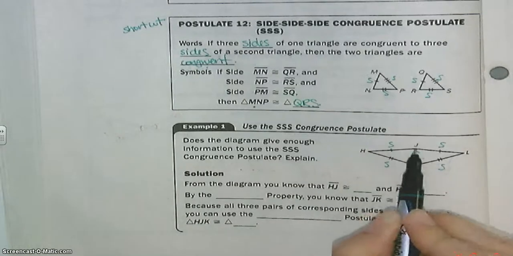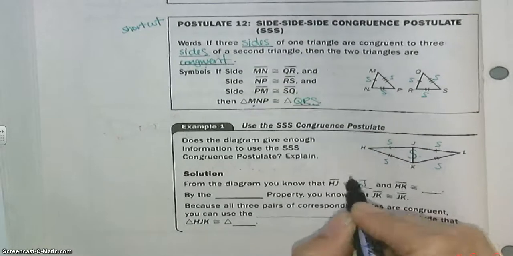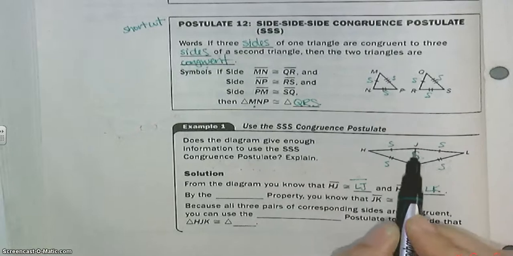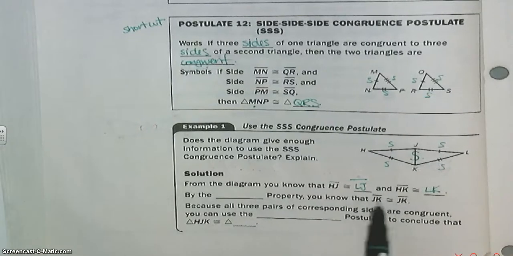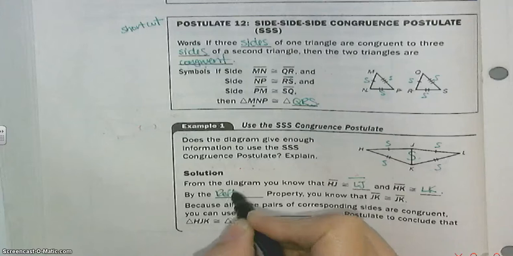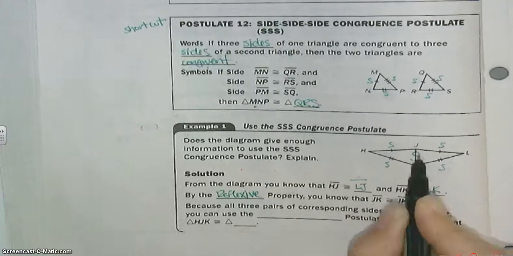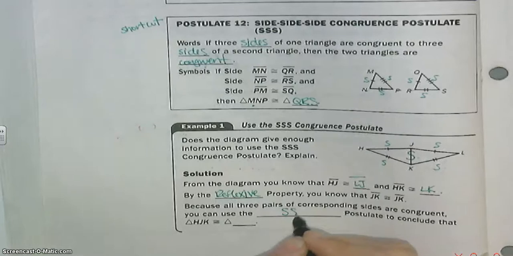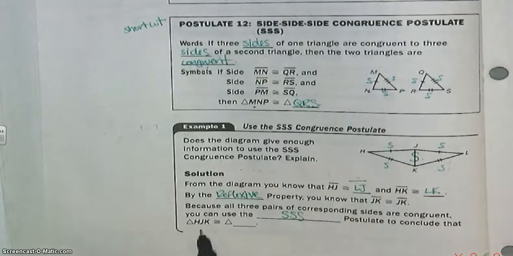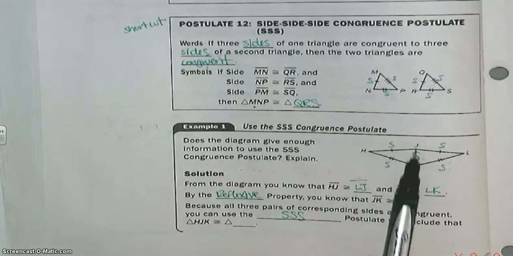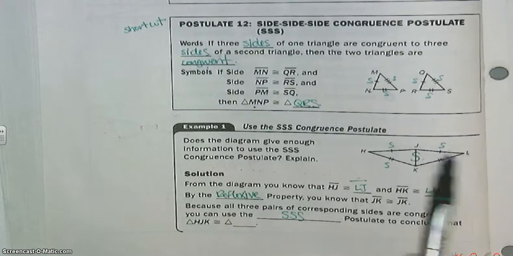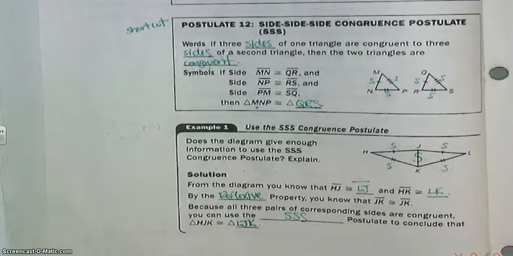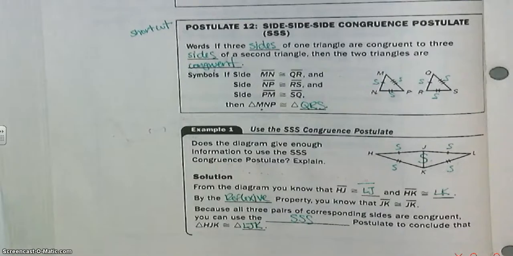So we had HJ equal to LJ, HK equal to LK. Then when they're sharing JK equals JK, do you remember that's the reflexive property? So whenever they're sharing, that's going to be reflexive. So we just used SSS to prove the triangles are congruent: triangle HJK is congruent to triangle LJK. So that's our first shortcut we're going to use.